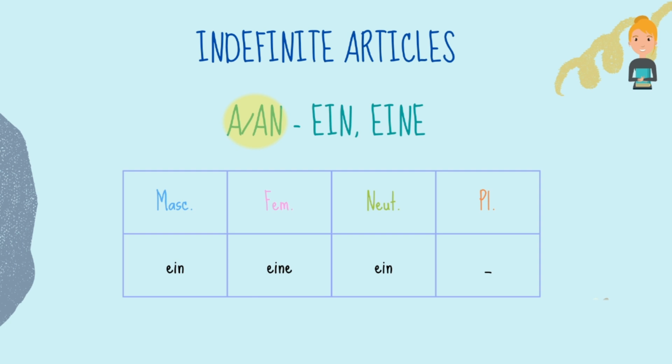In English, we have 2 indefinite articles, a and an. But within the nominative case, there are 3 different indefinite articles. Ein is the masculine article, eine is the feminine article, ein is the neuter article, and there is no plural article. A similar thing is happening here. Ein is both masculine and neuter. How do you tell the difference?